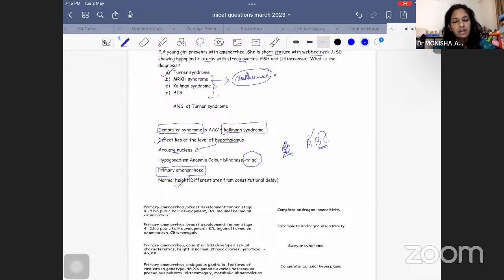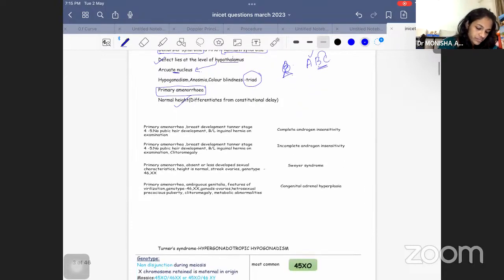Okay. So remember the other name for Kallmann syndrome, de Morsier syndrome. The level of the defect lies at the hypothalamus. Arcuate nucleus is involved. Triad: hypogonadism, anosmia, colorblindness. Primary amenorrhea. How do you differentiate from constitutional delay? Here, the height is normal. Okay, this is important. That is Kallmann syndrome.